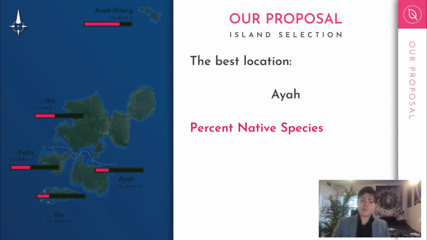Now, why is that the second worst scenario? Because we have redundancy. All of the species that are on Aya are not unique there, and they can be found on Ibu or Anakilong, which means we're safe in that sense.